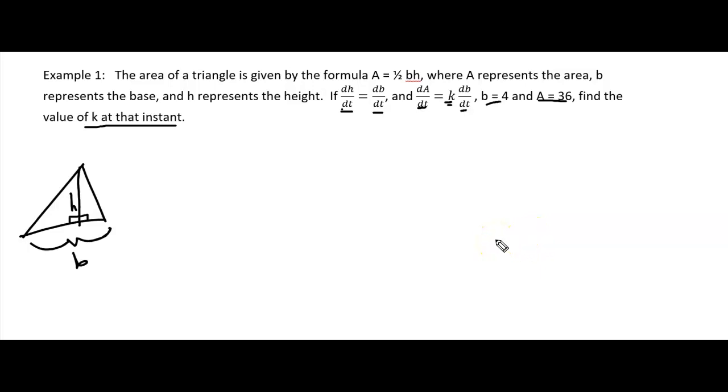So this problem is a little bit different than the steps that we usually have, because after we draw our picture, we identify the rate we want and the rate that we have. But this one is kind of weird because it's not asking us to find a rate, it's asking us to find K. So we're going to skip all the way up to step 4, which is where you write out your formula.